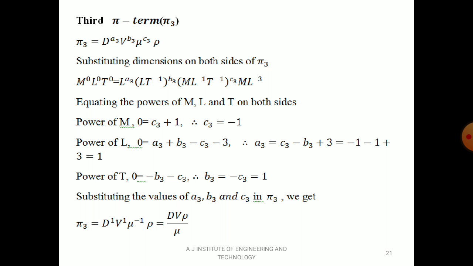Now we have values of b3 and c3. So we can substitute in expression for a3. So a3 equal to c3 minus b3 plus 3, so minus 1 minus 1 plus 3, that is equal to 1. Now substitute values of a3, b3 and c3 in pi3. We get pi3 equal to d to the power 1, v to the power 1 into mu to the power minus 1 into rho. So we can get expression for pi3 as rho vd by mu or dv rho divided by mu. So that is a third pi term.